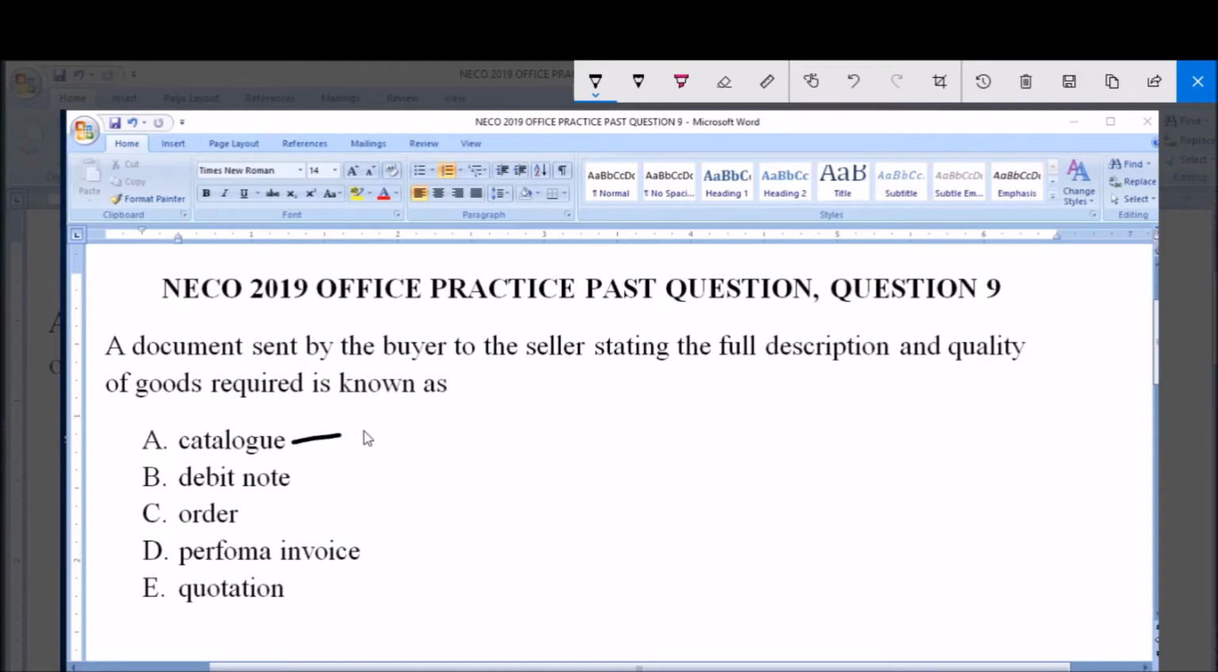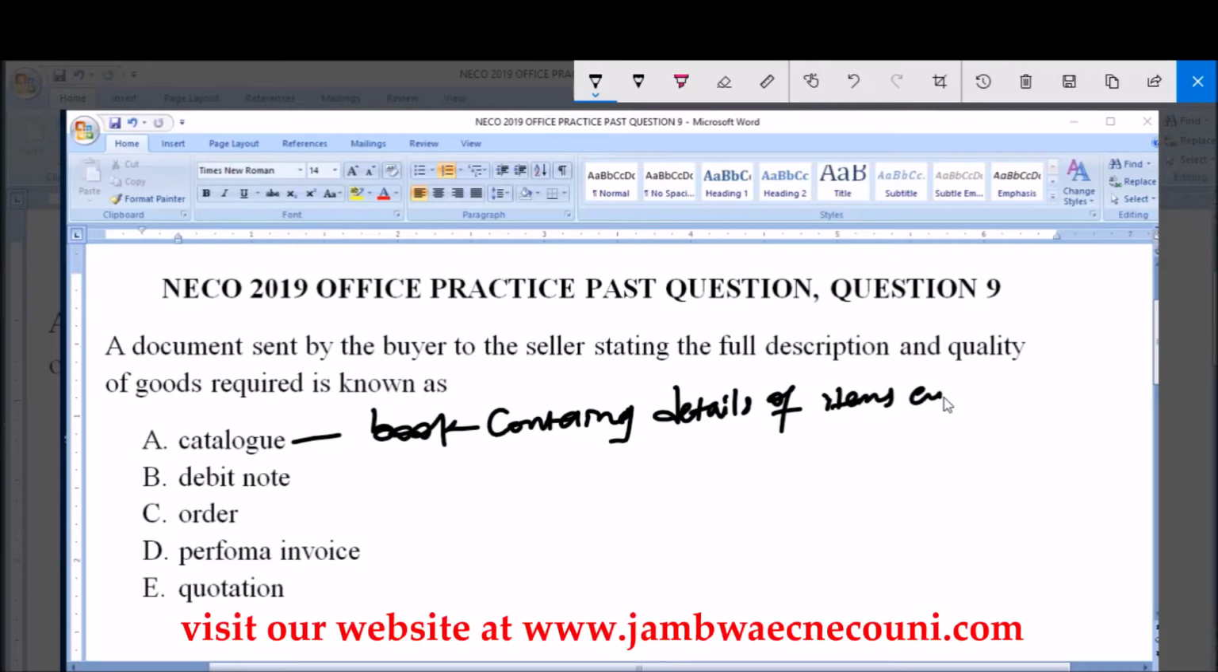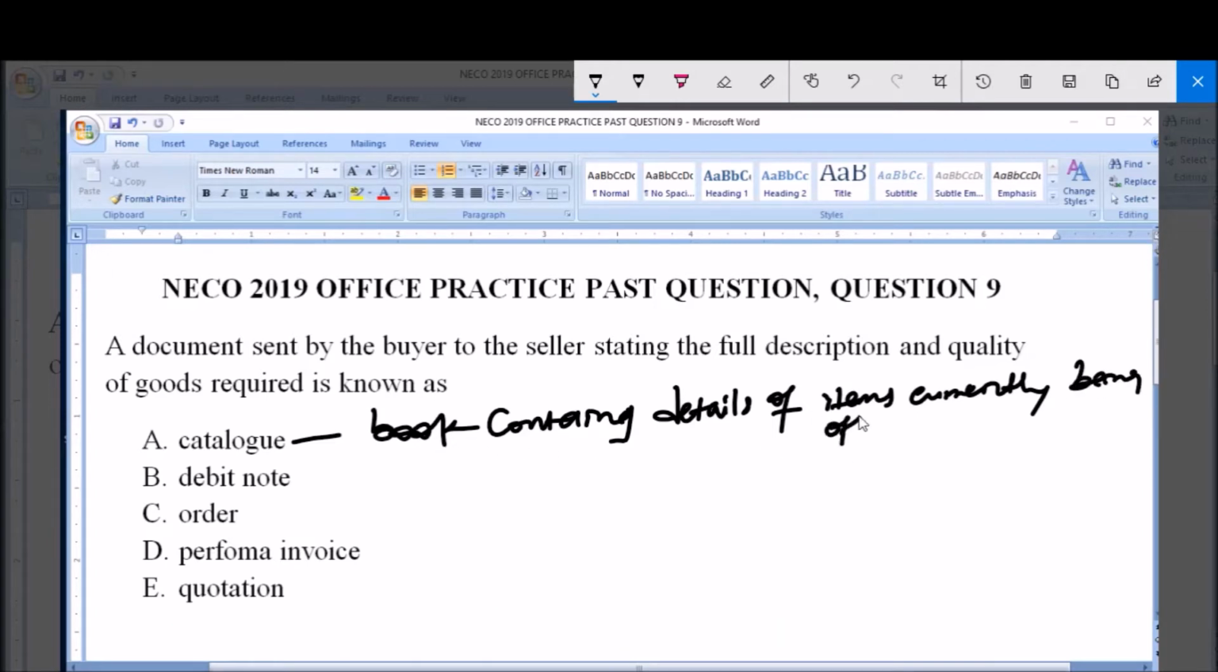Now A here says catalog. Now what is catalog? Catalog simply refers to a book. Catalog is a book containing details of items currently being offered for sale. Now this catalog is mostly used by companies, and this catalog is a book that contains details of items that are currently available for sale.